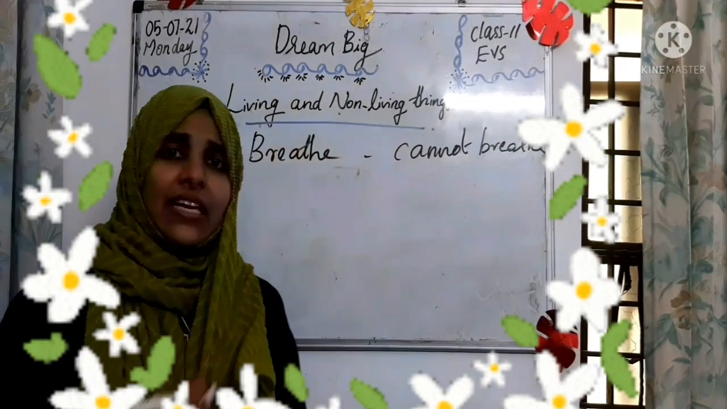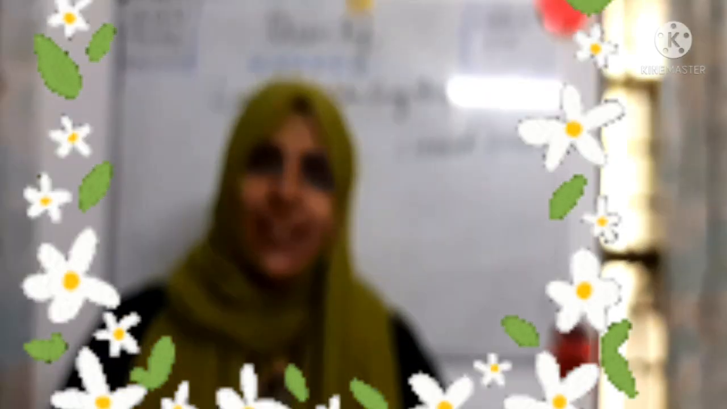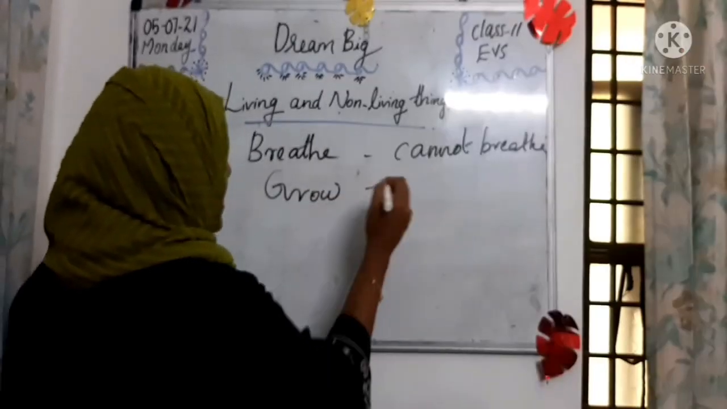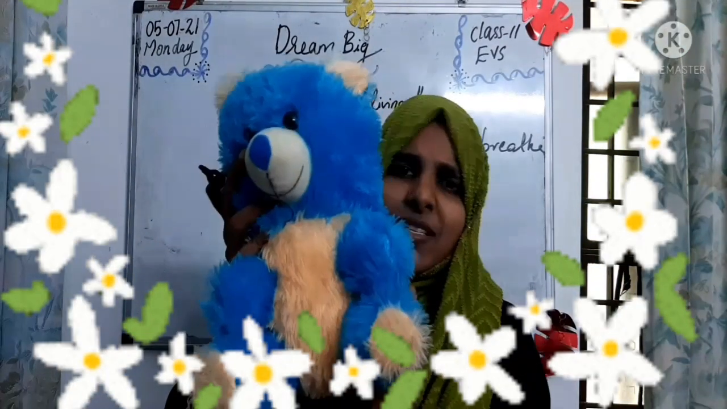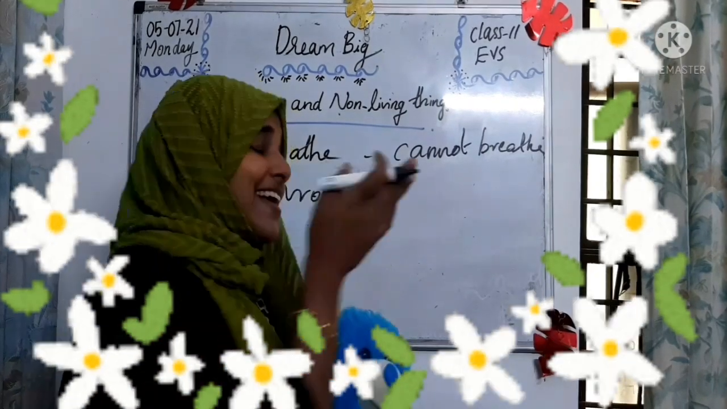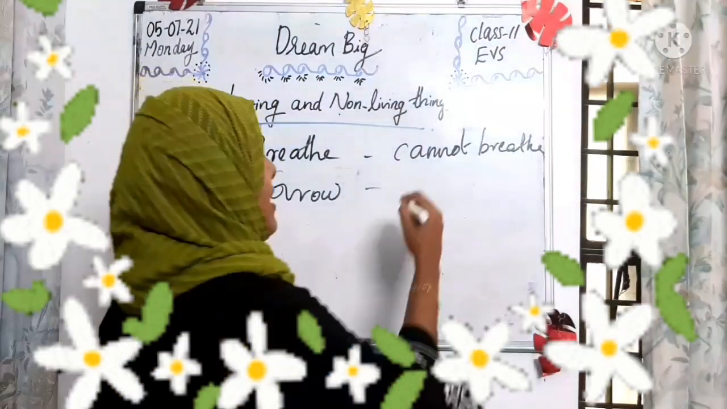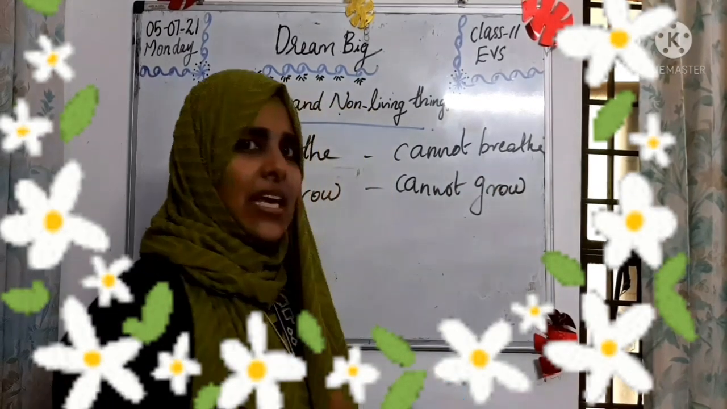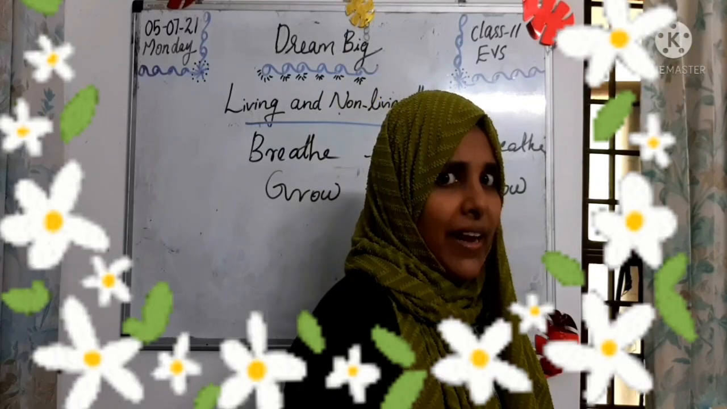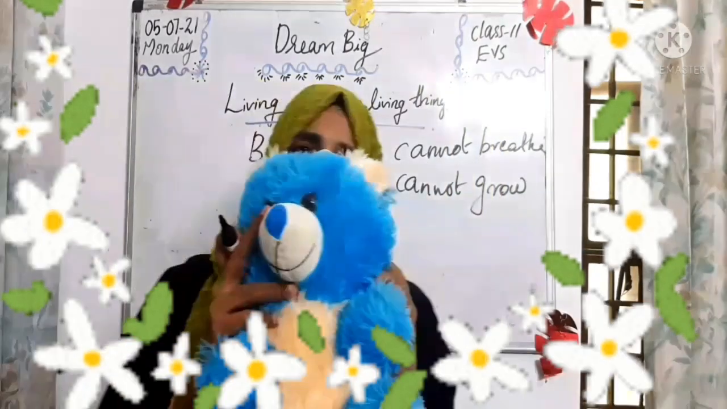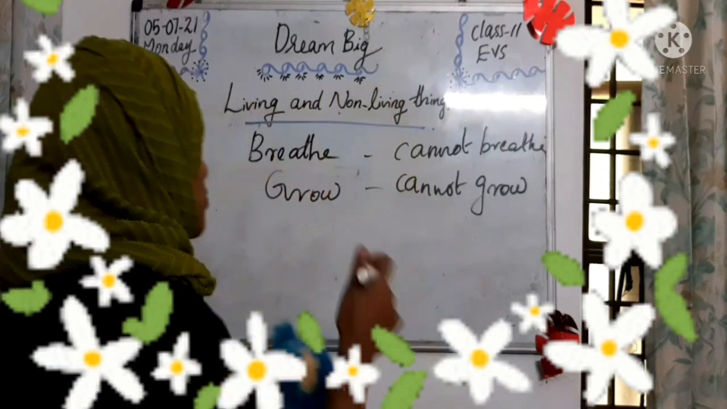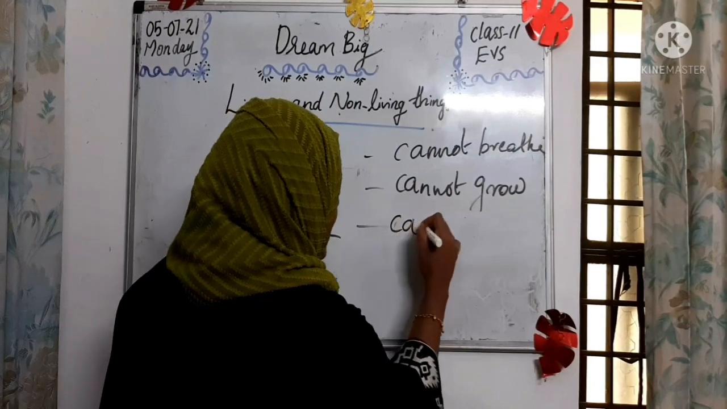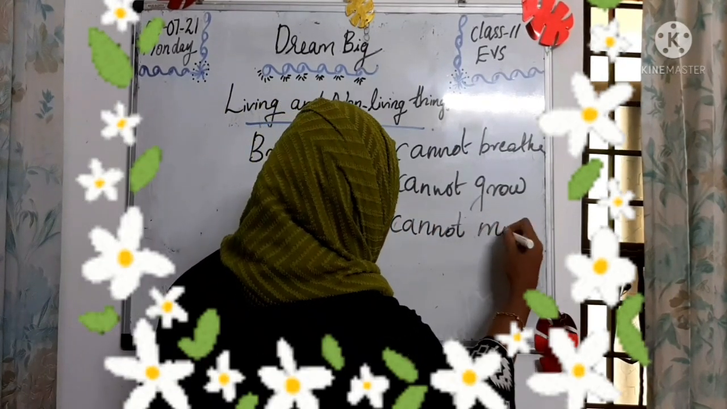And living things can grow, right? Then what about non-living things, children? They cannot grow. So we can write here: non-living things cannot grow. Then living things can move from one place to another place. But non-living things cannot move. So here we can write: living things can move. Non-living things cannot move.